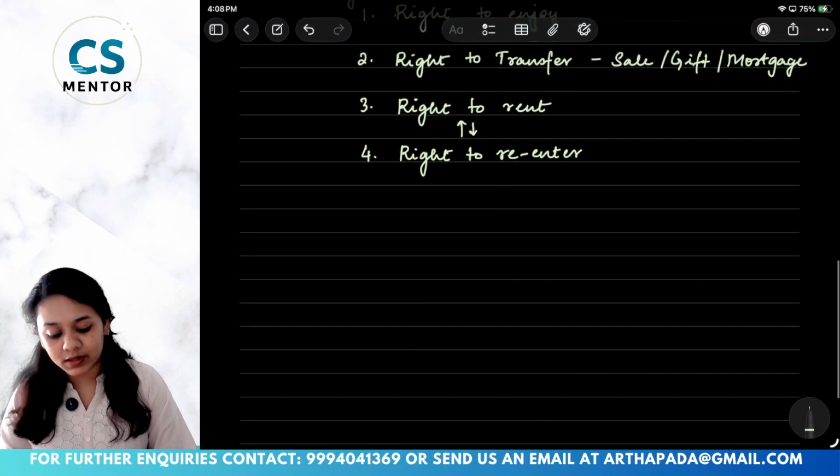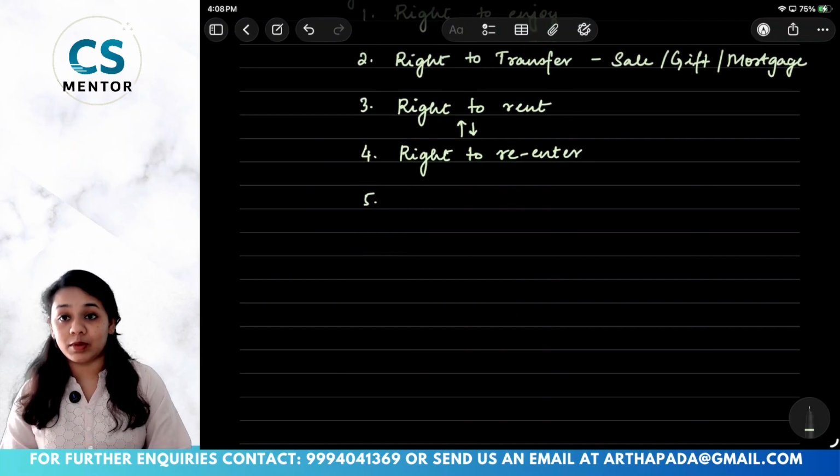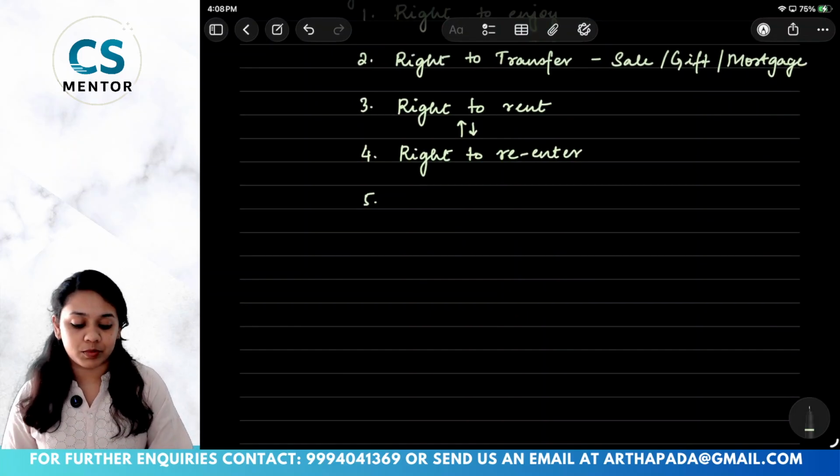Now, another right that will definitely come with property is the right to sue.